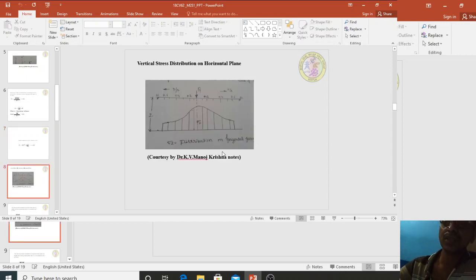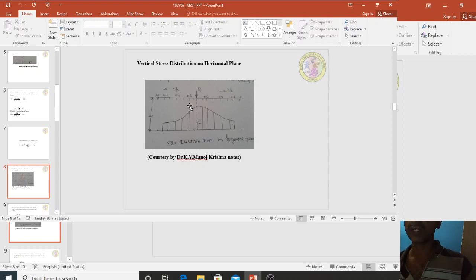Now we will discuss vertical stress distribution on a horizontal plane. Let Q be the load which is acting on the surface. At a depth z, we want to find out the sigma z at various r by z values. That is r by z is equal to 0.2, 0.4, 0.6, 0.8, and so on. So if you use the Boussinesq equation, sigma z is equal to Q by z square into 3 by 2 pi divided by 1 plus r by z whole square, whole to the power 5 by 2.